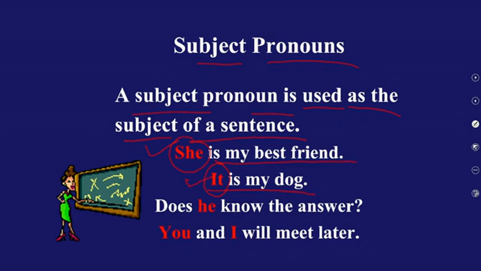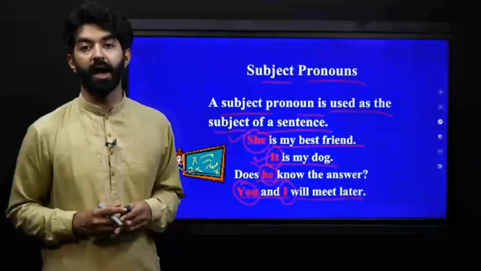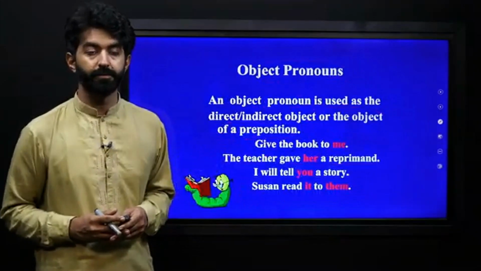"Does he know the answer?" Here he replaces a name, so we used he instead to refer to the person, hence it's a subject pronoun. "You and I will meet later." So instead of naming these individuals, we used the subject pronouns as they are the subjects of this sentence. We used you and I instead.